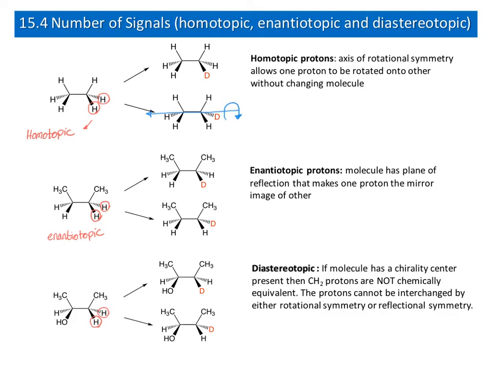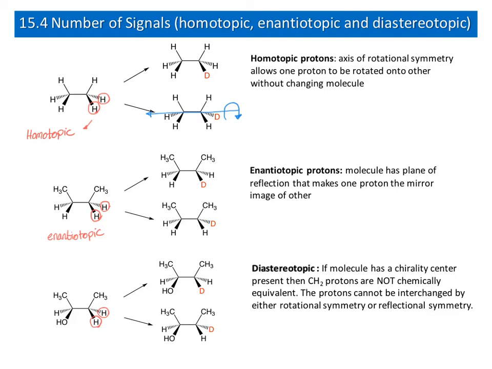We are going to replace each hydrogen with deuterium: the wedge hydrogen with deuterium and the dash hydrogen with deuterium. Now we need to examine the relationship between these two structures. Replacement with deuterium causes formation of a chirality center here. So we are generating a chiral center, and it has a different configuration in each of these structures.